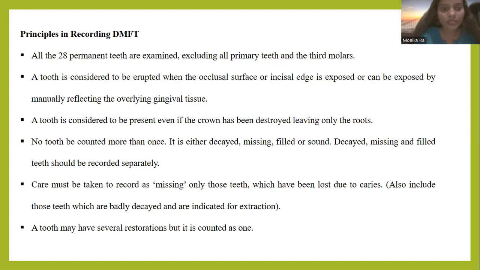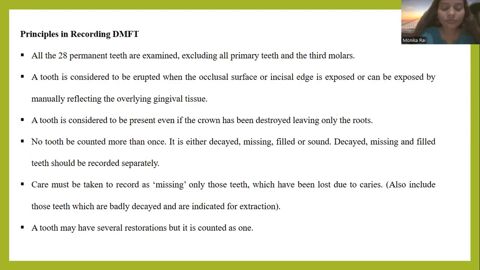Decayed, missing, and filled teeth should be recorded separately. Care must be taken to record as missing only those which have been lost due to caries. Also include those teeth which are badly decayed and are indicated for extraction. A tooth may have several restorations, but it is counted as one.